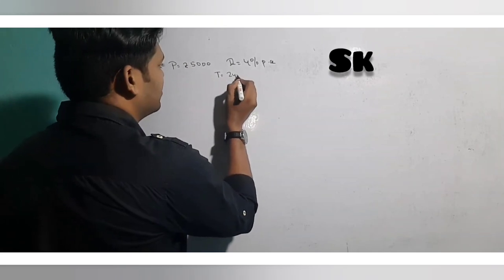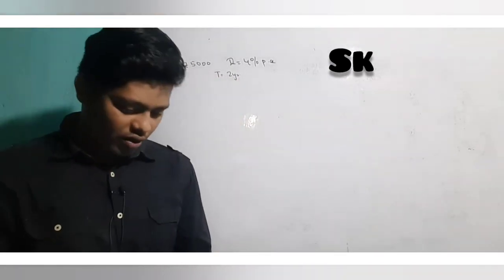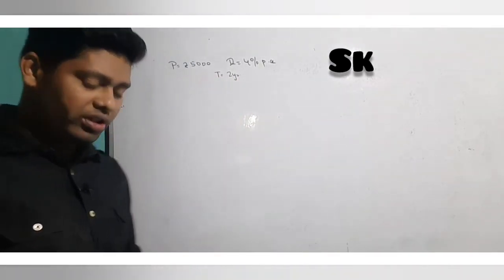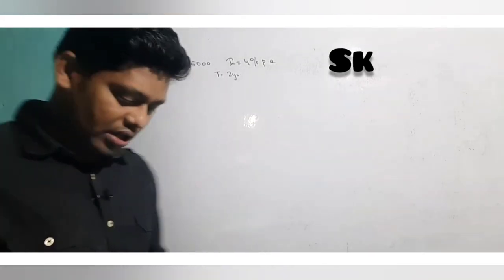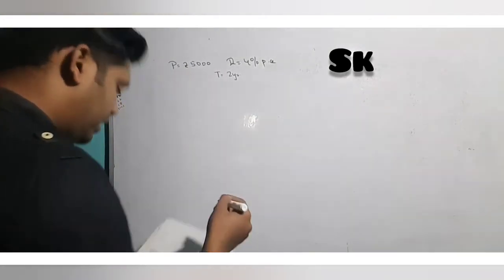So in this case time is how much? 2 years. Clear? Now what do I have to find out first? I need to find out the interest again. Same thing, interest I have to find out now. Compound interest. So principal is there, so interest at the end of the first year.